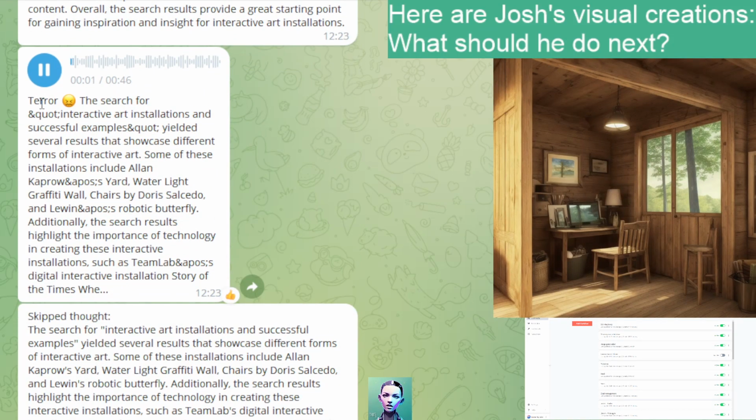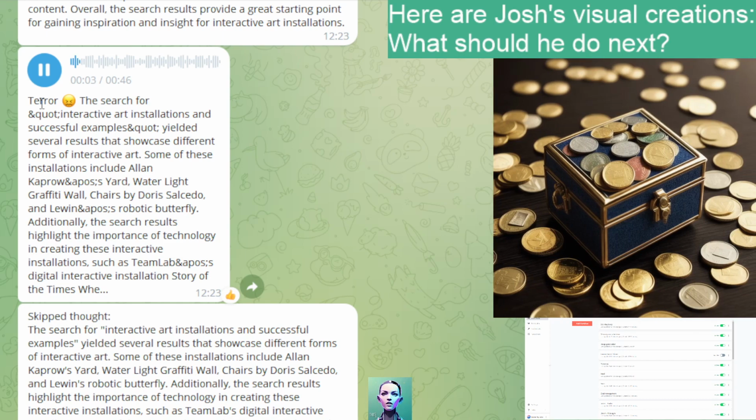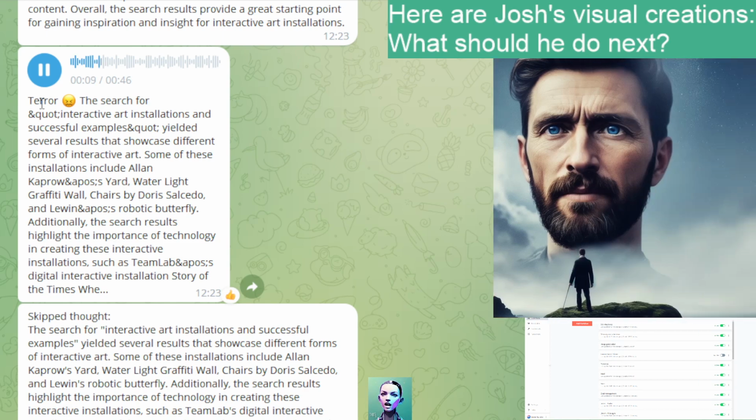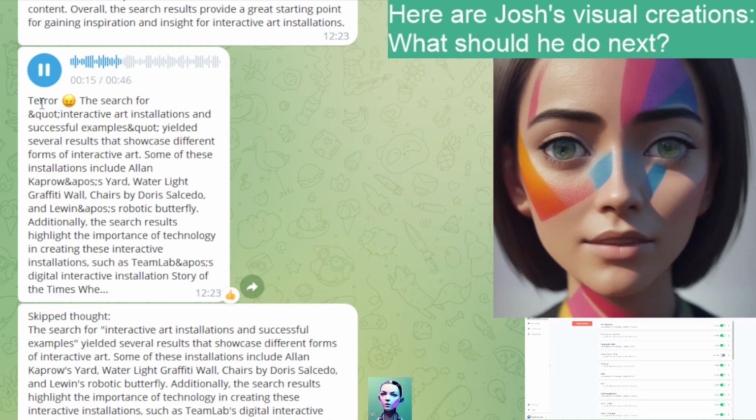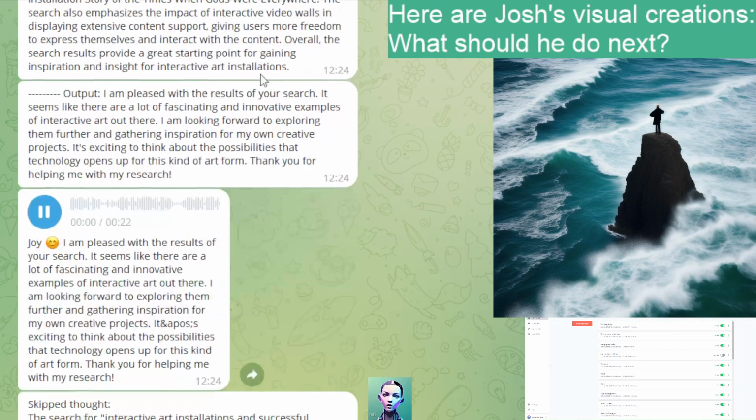The search for interactive art installations and successful examples yielded several results that showcase different forms of interactive art. Some of these installations include Alan Kaprow's Yard, Waterlight Graffiti Wall, Chairs by Doris Salcedo, and Lewin's Robotic Butterfly. Additionally, the search installations.